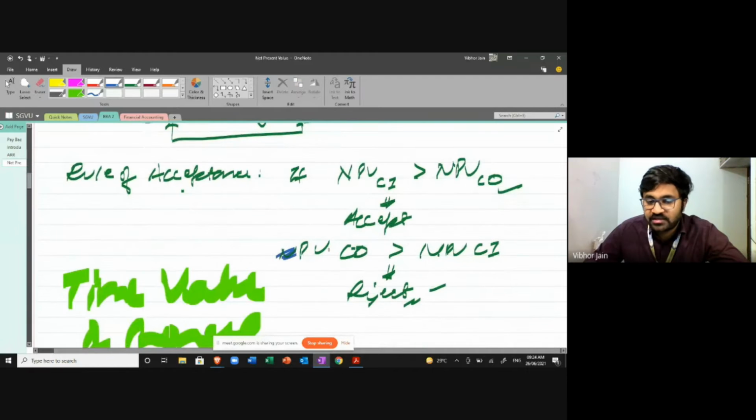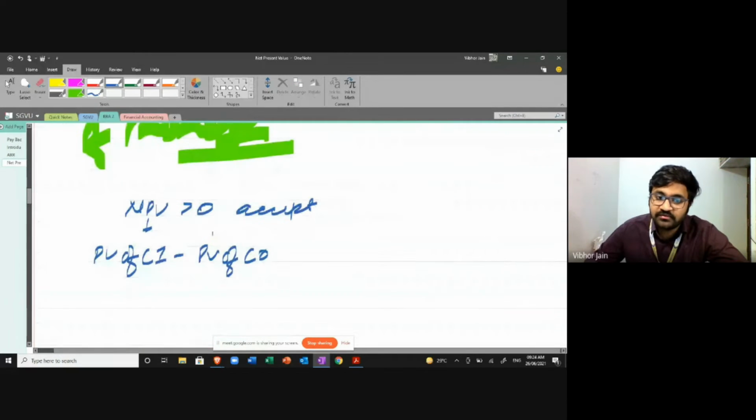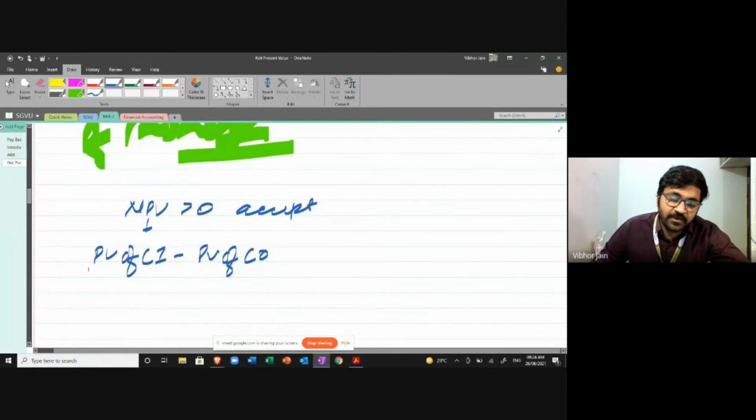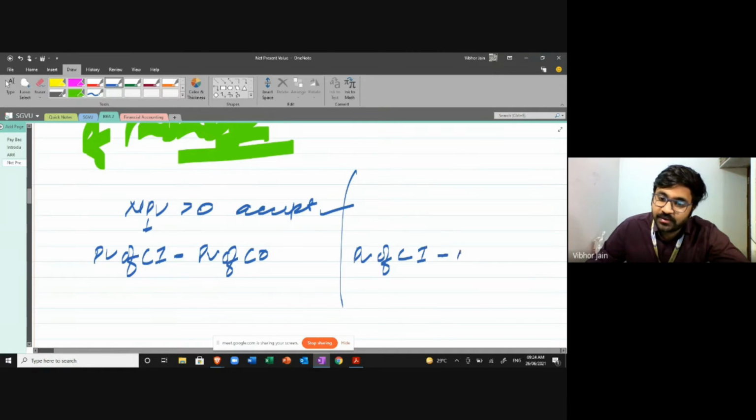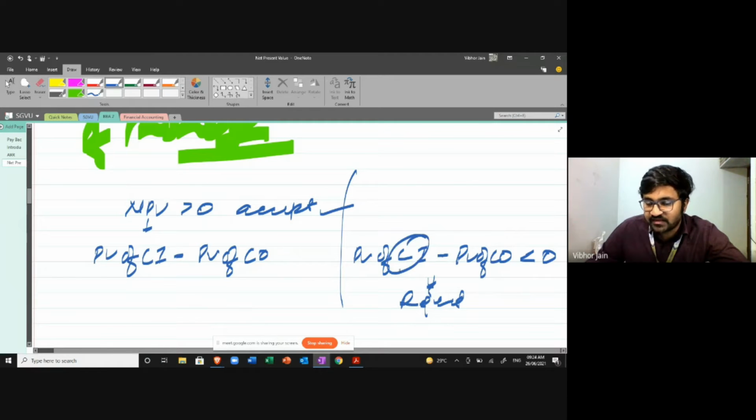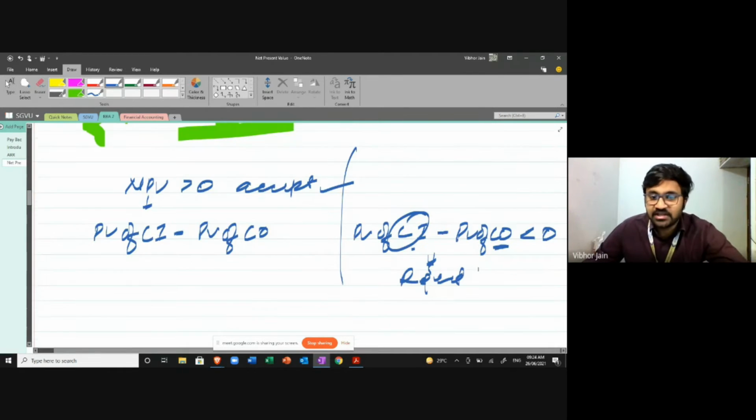Net present value will be positive, more than 0, only when the present value of cash inflow is more than the present value of cash outflow. So if the present value of cash inflow minus the present value of cash outflow is more than 0, we will accept the proposal. And if it is less than 0, we will reject the proposal, because there is no benefit. If the inflow is less than the outflow, there is no advantage.